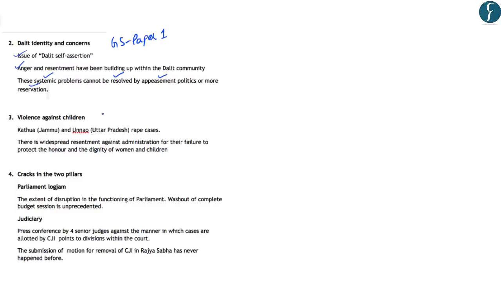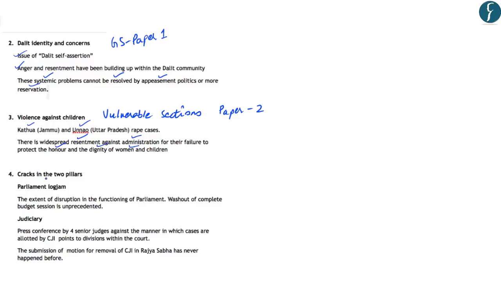Next issue discussed in this article is violence against children, which forms a part of vulnerable sections. In this, the author has given the examples of the rape cases in Kathua in Jammu and Unnao in Uttar Pradesh. And through these examples, it is clear that there is widespread resentment against administration for their failure to protect the honor and dignity of women and children.